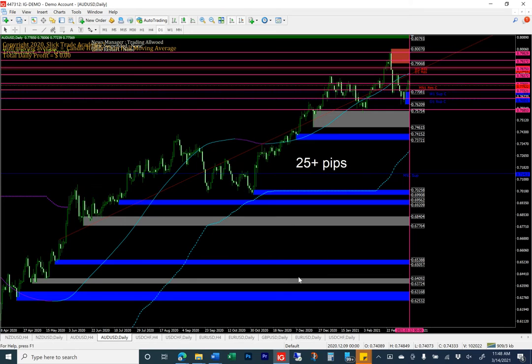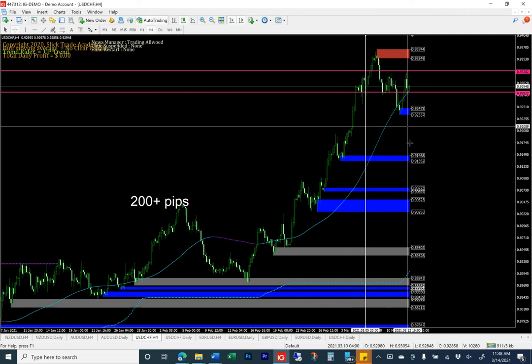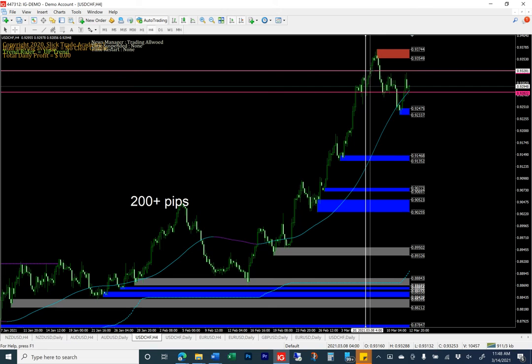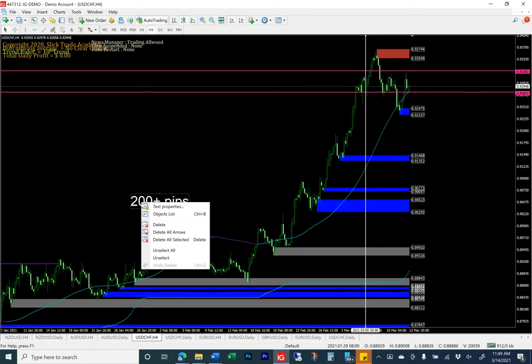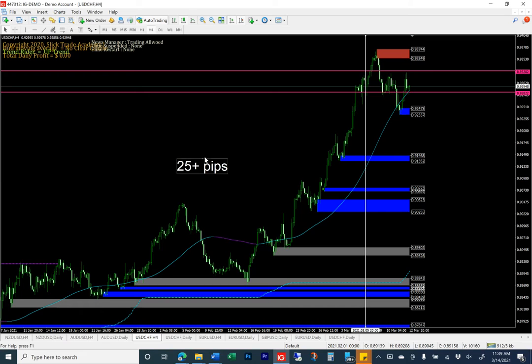Okay, back to the Aussie dollar. All right, so that is our plan there. The dollar franc, we broke to the upside initially. Again, if you trade both sides, you would have gained from both, but we stick with just the first break, which moved close to 50 pips, 49 pips. So I'm going to put 25 as what we gained.